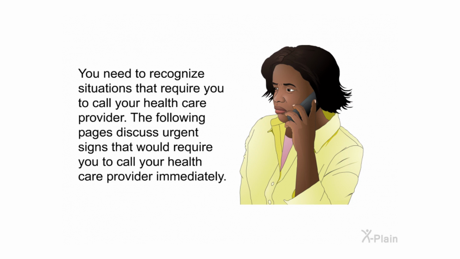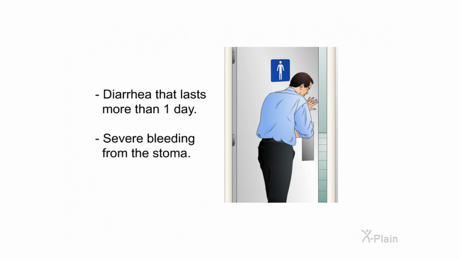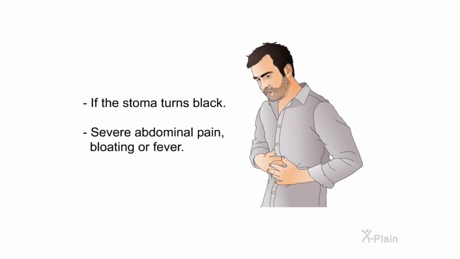Urgent signs. You need to recognize situations that require you to call your healthcare provider. The following pages discuss urgent signs that would require you to call your healthcare provider immediately. Diarrhea that lasts more than 1 day, severe bleeding from the stoma, if the stoma turns black, severe abdominal pain, bloating, or fever.